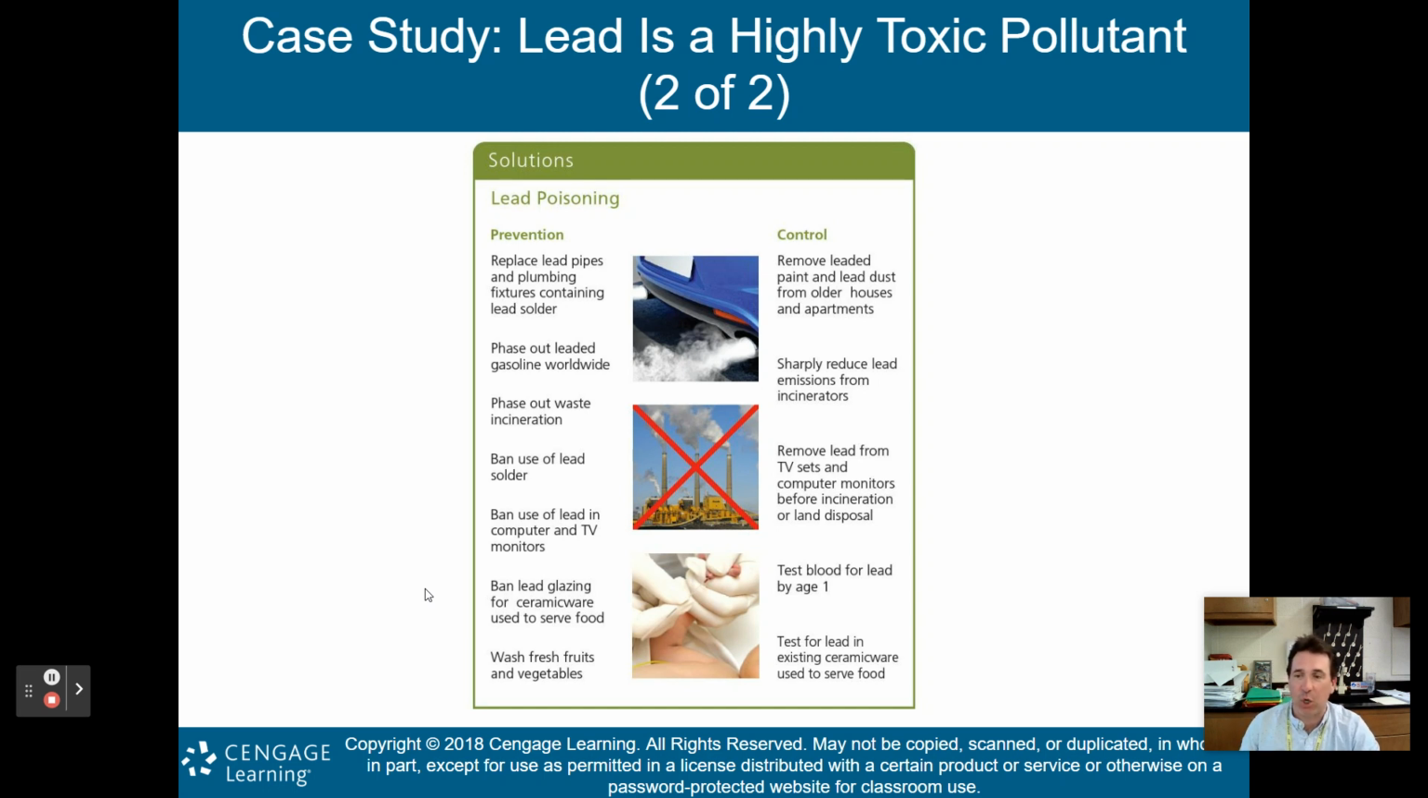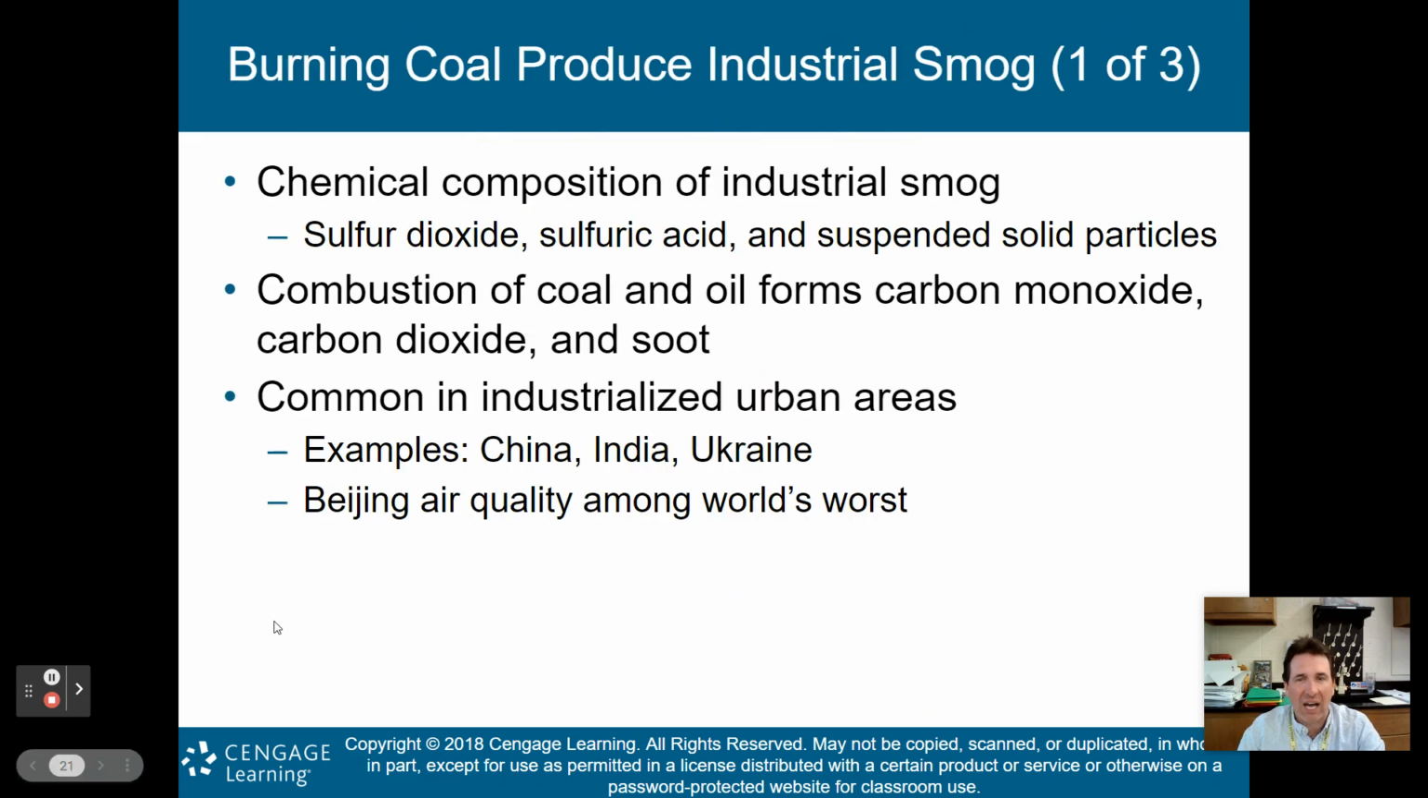Again, that was a big push back in the 1980s and 1990s when I was your age. Sharply reduce lead emissions from those incinerators. Remove lead from TV sets and computers before you put them in landfills, right? Test blood for lead by age 1 and test for lead in existing ceramic ware used to serve food. You could get lead that way as well. So once again, we know these charts. Try to remember a few of them if you need it on an FRQ.